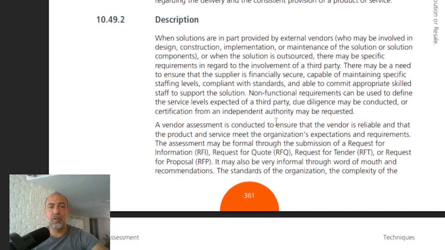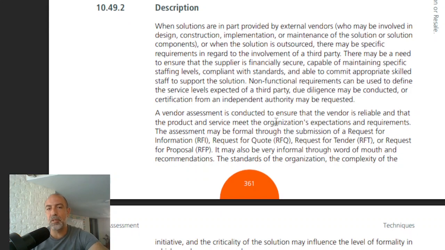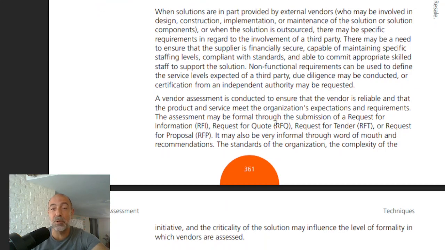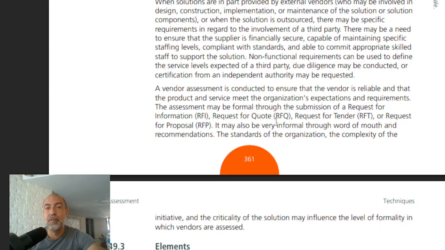What's the description? When solutions are in part provided by external vendors who may be involved in design, construction, implementation, maintenance, or distribution of components, or when the solution is outsourced, there may be specific requirements in regard to the involvement of a third party. There may be a need to ensure that the supplier is financially secure, capable of maintaining specific staff levels, compliant with standards, and able to commit appropriately skilled staff to support the solution.